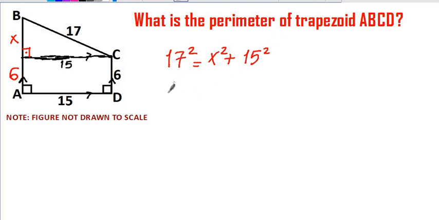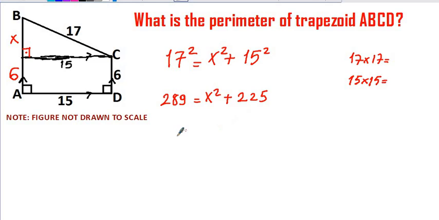So 17 squared is equal to 289. You can try that: multiply 17 by 17. You will get 289 is equal to x squared plus 15 squared. What is 15 squared? 15 times 15. You can multiply 15 by 15 and you will get 225. So 289 is equal to x squared plus 225.